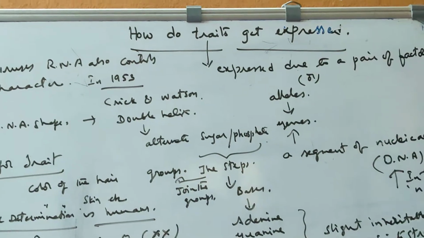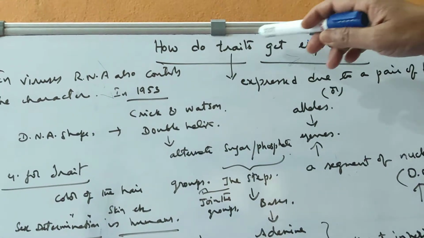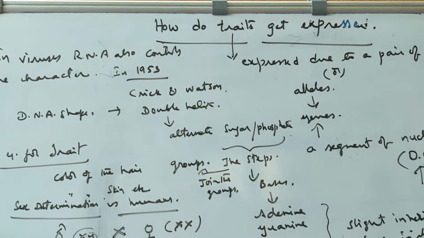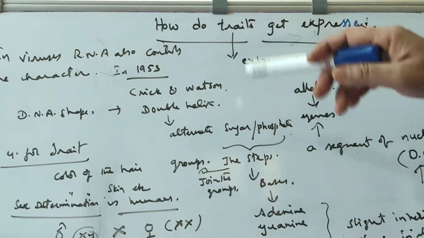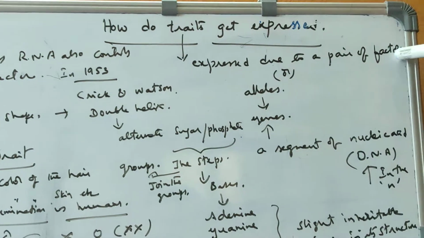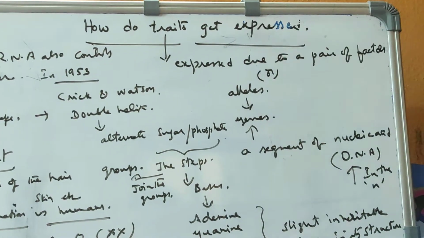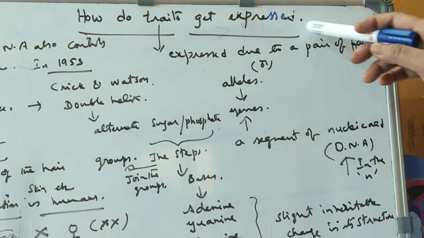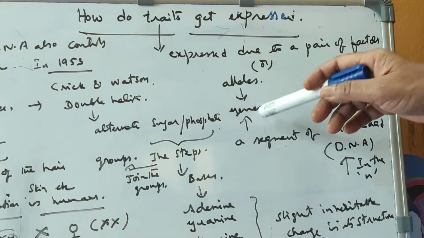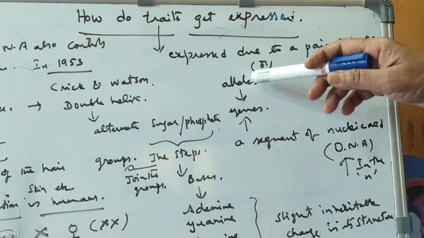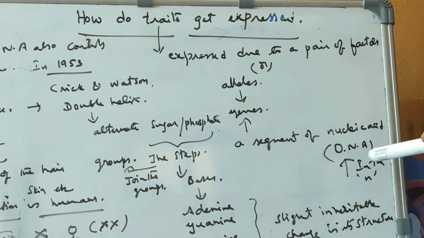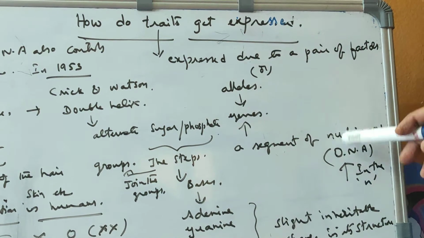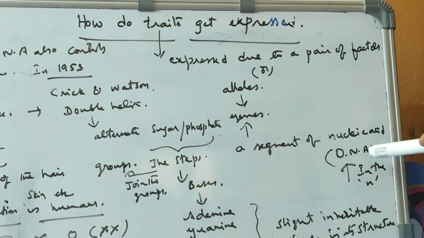So in this video, I discuss how traits get expressed, and I will give you some activities and examples. First, traits are expressed due to a pair of factors. Already I discussed this in the previous video. These factors are otherwise called alleles, or nowadays we call them genes. The genes are present on the DNA, a segment of nucleic acid, in the nucleus.